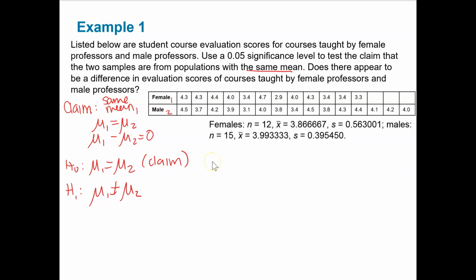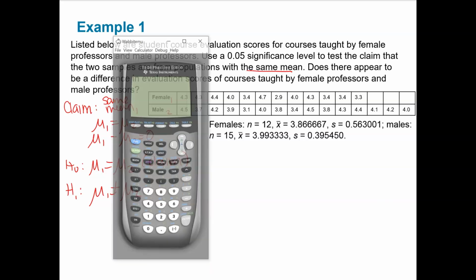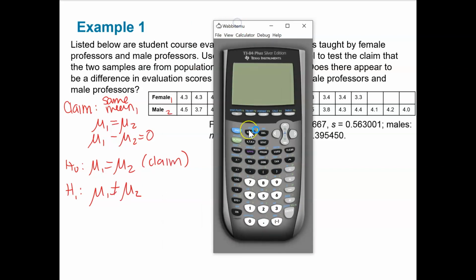In terms of the requirements here, we don't know the population sigmas. These are independent because they're not paired in any way. It's simple random. It's small, but these are normally distributed. So we'll go in here and we'll go to stats and to tests. And we're doing the two samples t-test because we don't know our sigmas.